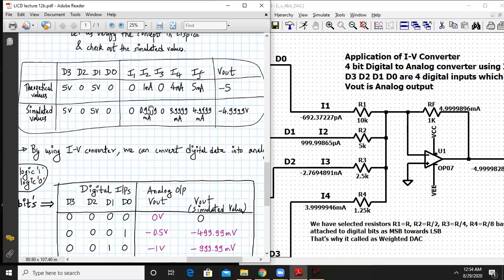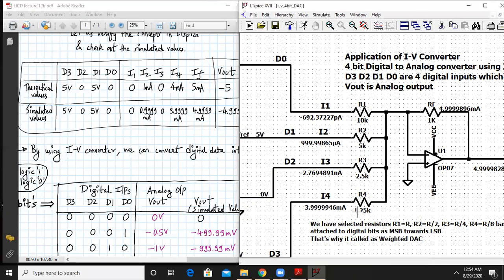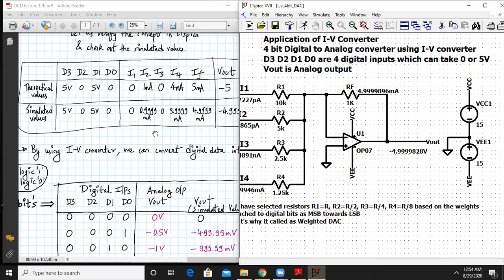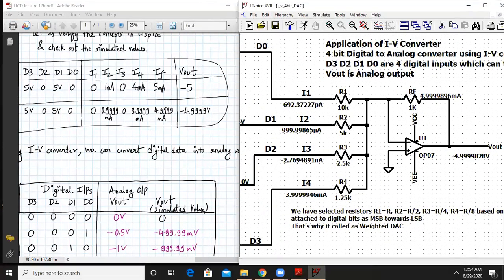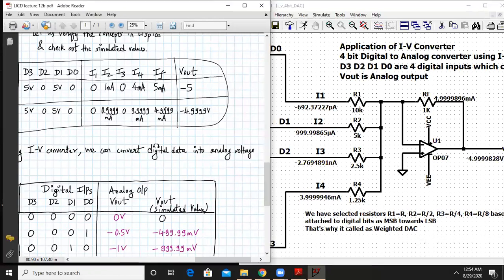Next, the current I1 is 0, as you can see, picoamperes. Current I2 is close to 1 milliampere. Current I3 is also 0 because it is nanoampere, very small. And current I4, which is supposed to be 4, is 3.9999 milliamperes, which is quite accurate. And my output voltage, which is supposed to be -5, is coming out to be minus 4.9999 volts. So this circuit is working very well with one combination.